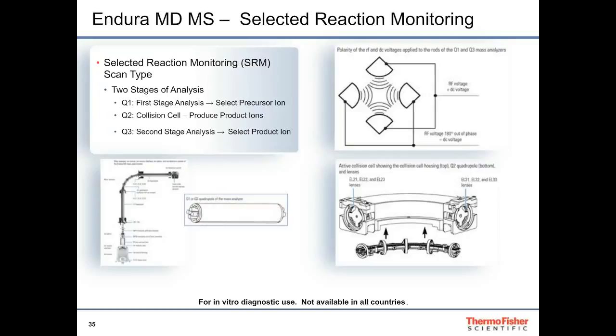individual analyte ions, which we call precursor ions, by Q1 according to their mass to charge ratios. The precursor ions are transmitted to Q2, where they are fragmented into product ions. Q3 then isolates each population of fragment ions according to their mass to charge ratios and sends them to the detector to get counted. Each SRM event occurs very quickly in the Endura MD mass spectrometer, as it can perform up to 300 SRM events per second.